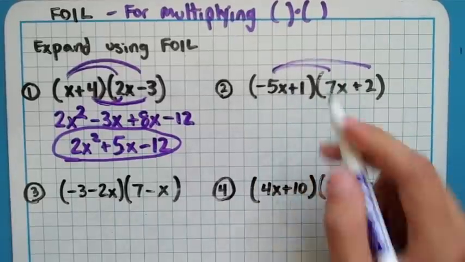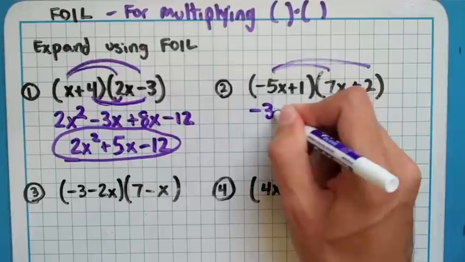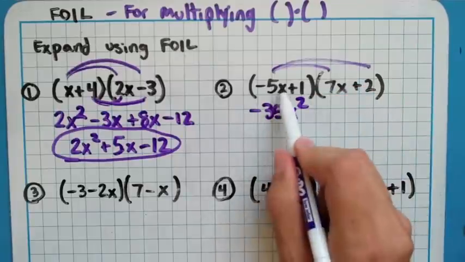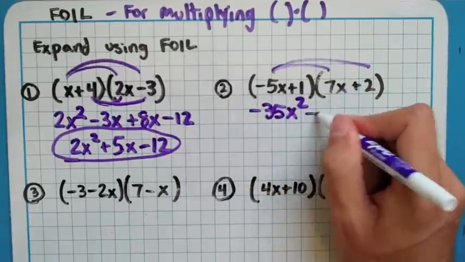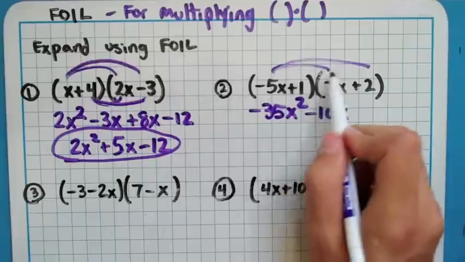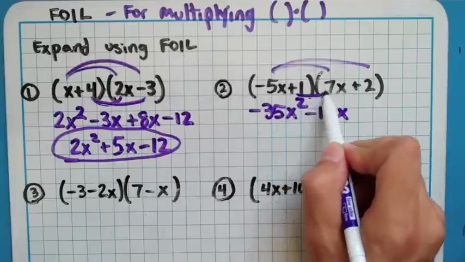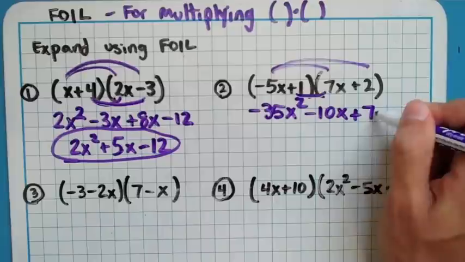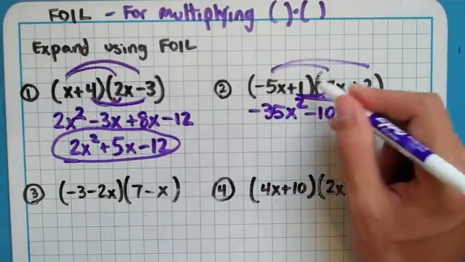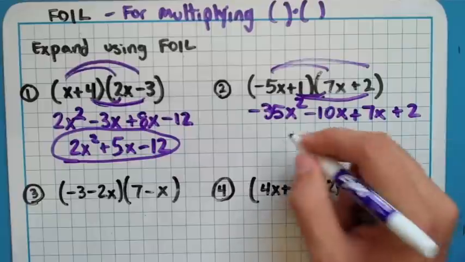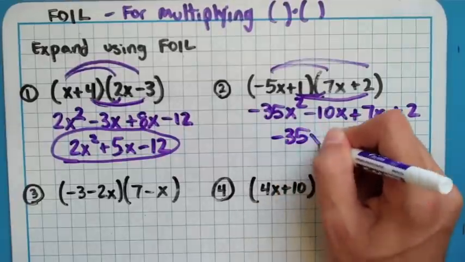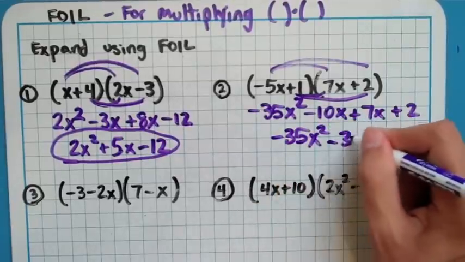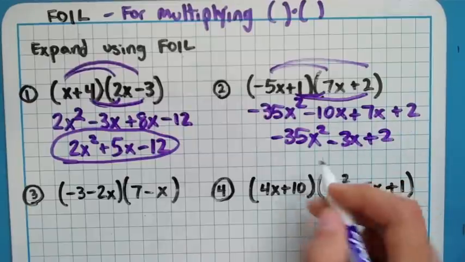Negative 5x times 7x is negative 35x squared. Negative 5x times positive 2 is minus 10x. I took care of the negative 5x. Now I'm going to take the second guy. 1 times 7x is plus 7x. 1 times 2 is plus 2. I combine my like terms. Negative 35x squared minus 3x plus 2. Final answer.